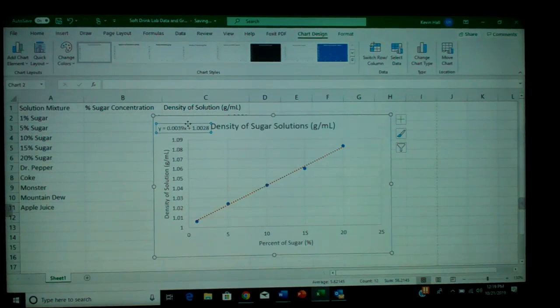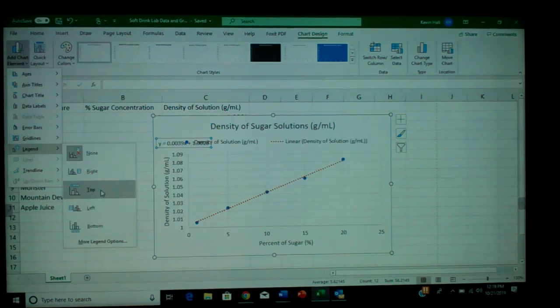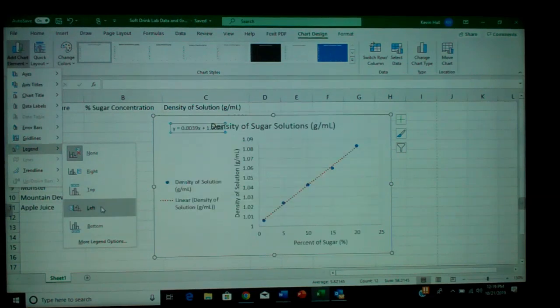Now we got a problem. We still don't have a key for this chart yet, so we need to go over here to add chart elements. Boom. Drop it down, and you're going to be looking for legend. I hate if you put it to the top, but look at that. That looks so busy. I hate when you put it to the left. I don't like it. I just don't.